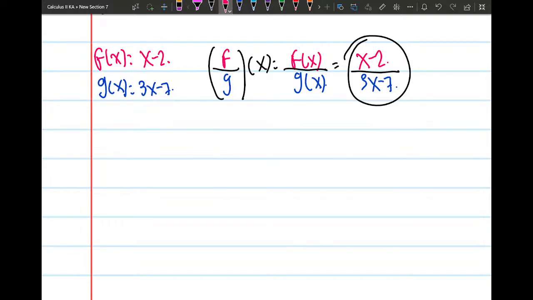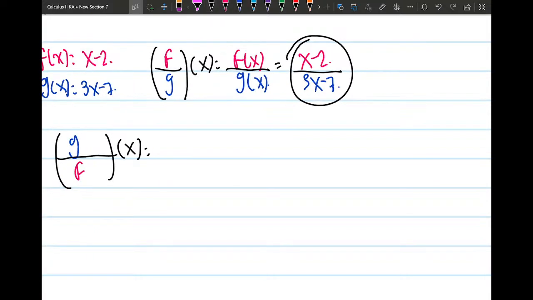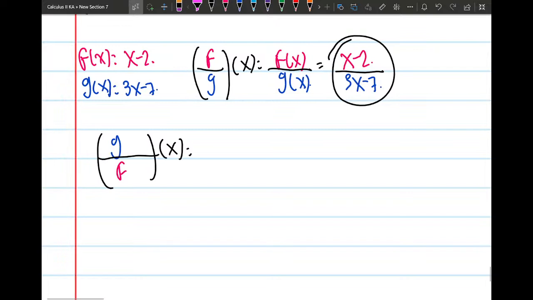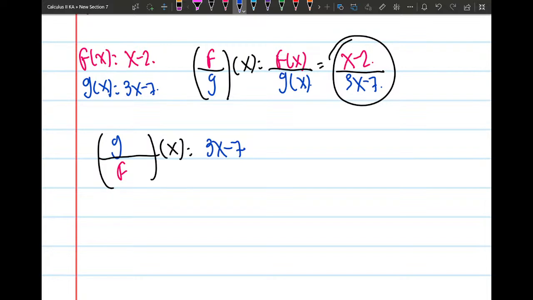So now let's do g over f of x. If I do that, I have g over f of x, and that's going to be the following. 3x minus 7. So again, we put g of x over f of x.